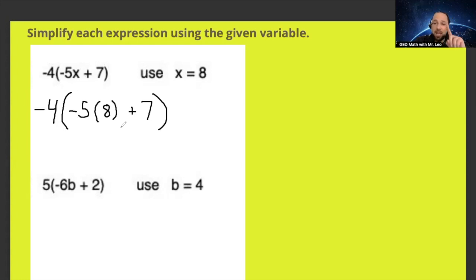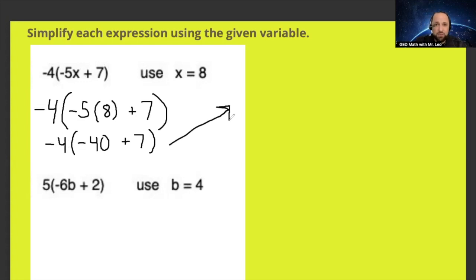Now, the language of math tells us that if I have a number directly touching the outside of a parenthesis, that's a multiplication. So this is negative 5 times 8. That will make negative 40, right? Negative times a positive is a negative. Then I'll just bring down the 7 here. I'm just going step by step. Close the parenthesis and then bring down the negative 4 out front. We'll be dealing with that last.